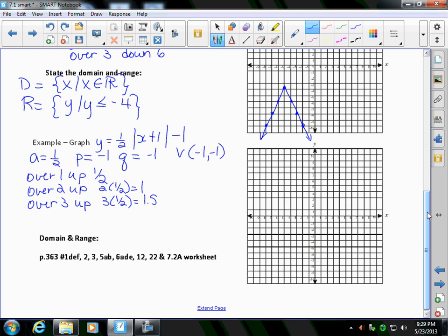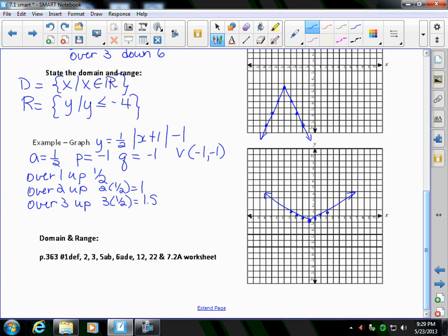So I do my vertex at -1, -1, and then I do my counts. Over 1, up 1/2, over 1, up 1/2, over 2, up 1, over 2, up 1, and then over 3, up 1.5, and over 3, up 1.5. Let's pretend that went through that dot.